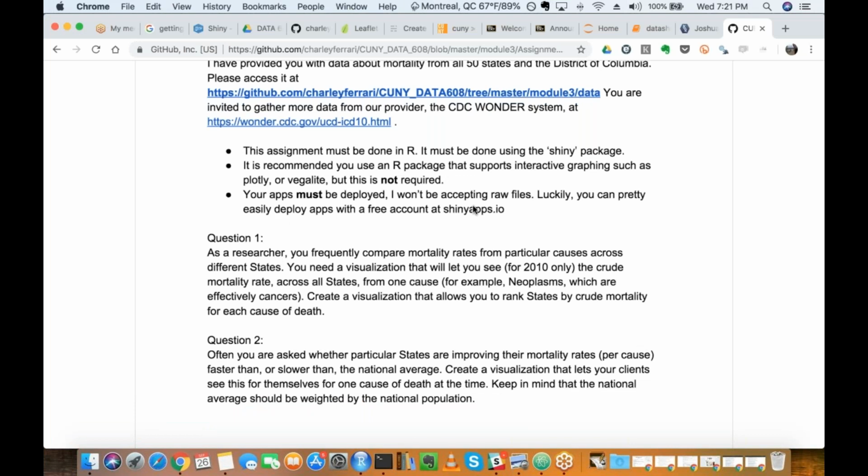And so we're looking at this data. We have the first question where we're comparing different mortality rates for these different diseases. And then for question 2, we're looking at how states are improving their mortality rates. Is it happening faster or slower than the national average?